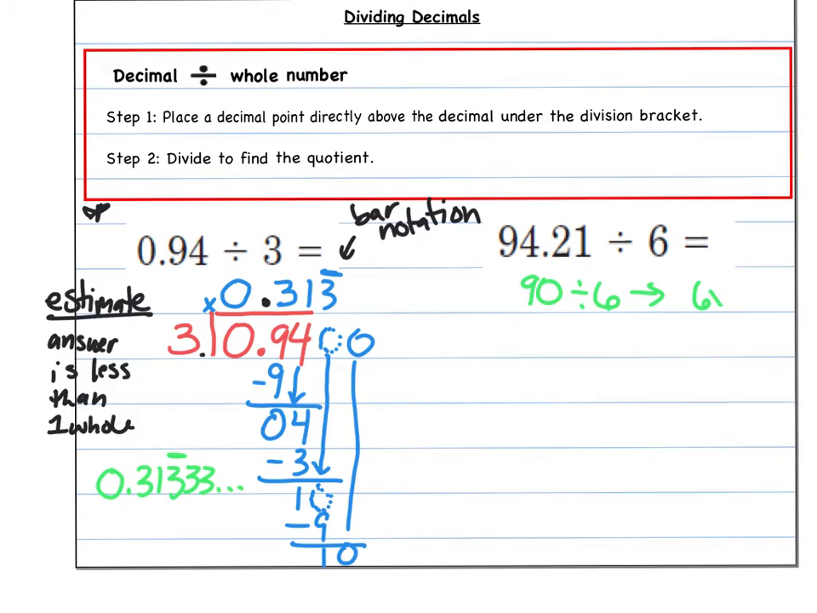I know that 6 times 10 is 60. 6 times 5 is 30. So that tells me that 6 times 15 is 90. So I think estimating that my quotient should be close to 15. That's my estimate.